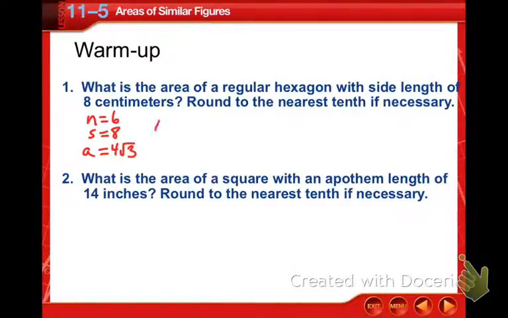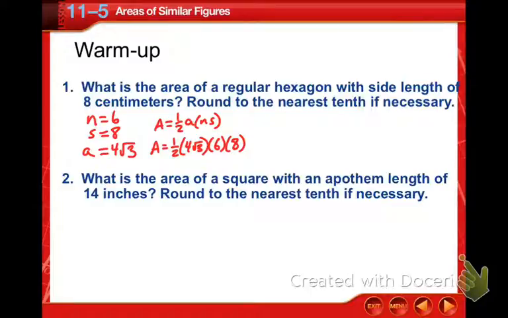So now we use our area formula for a hexagon. Area is equal to 1/2 the apothem times the number of sides times the side length. So now we just set all this up. So 1/2 times the apothem, we just said is 4 square root 3, times n, which is 6, times 8.